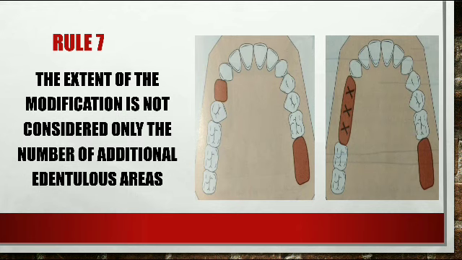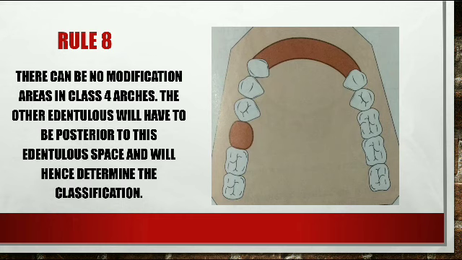Now let us move on to the last rule, that is rule number 8. Rule number 8 is there can be no modification areas in class 4 arches. The other edentulous areas will have to be posterior to this edentulous space and will hence determine the classification. See, this is a common sense point. We have already learned in rule 5 that the most posterior edentulous area or areas will determine the classification. Then how come there will be any modification areas in class 4?